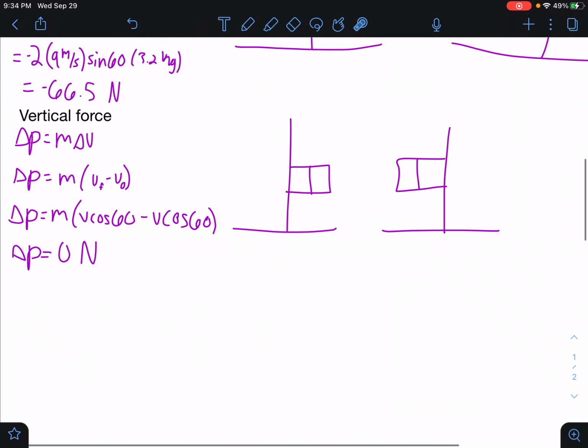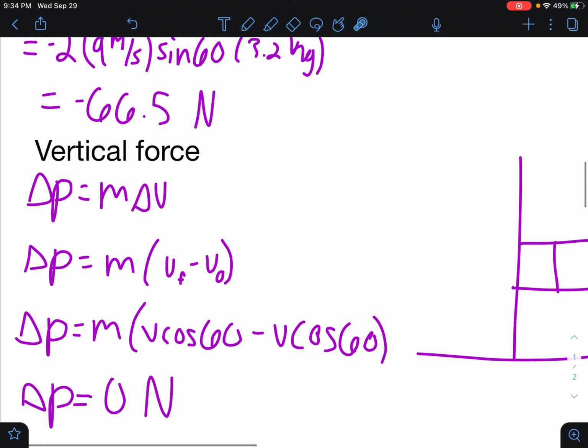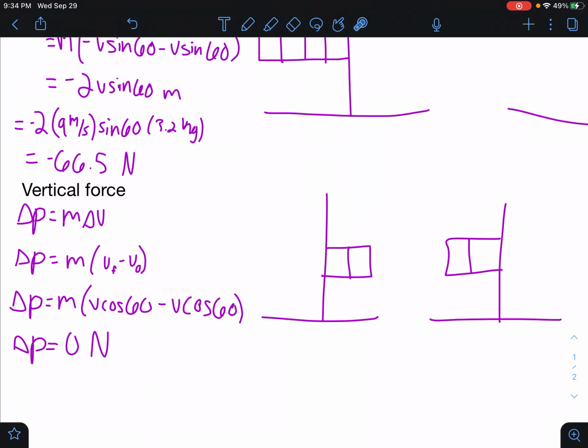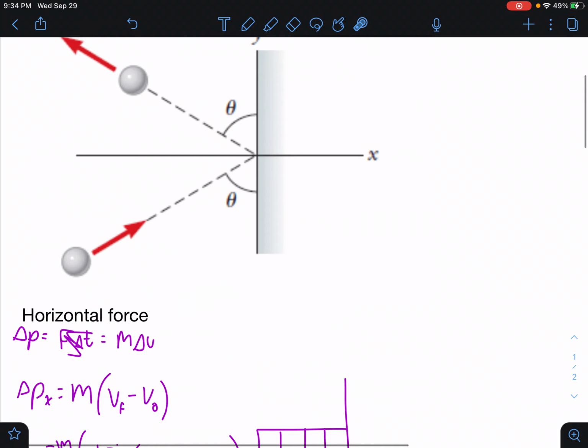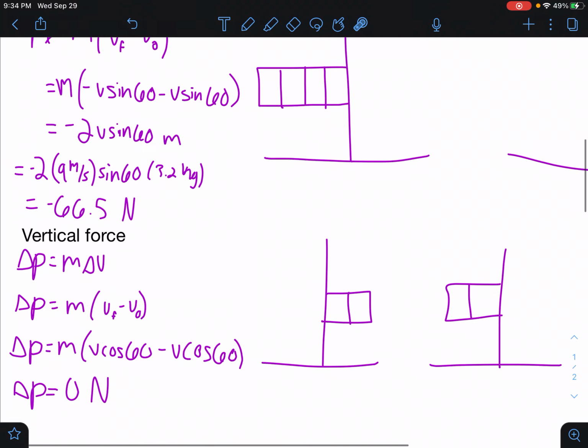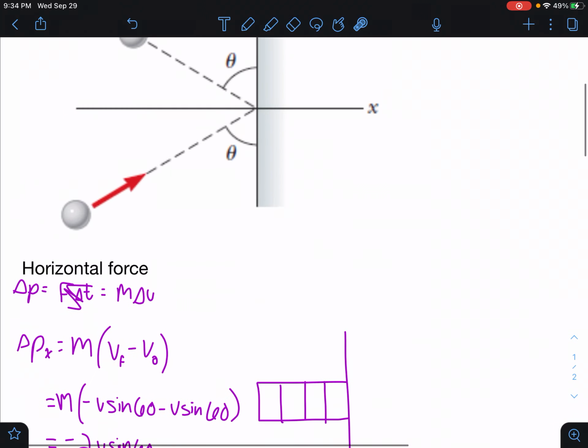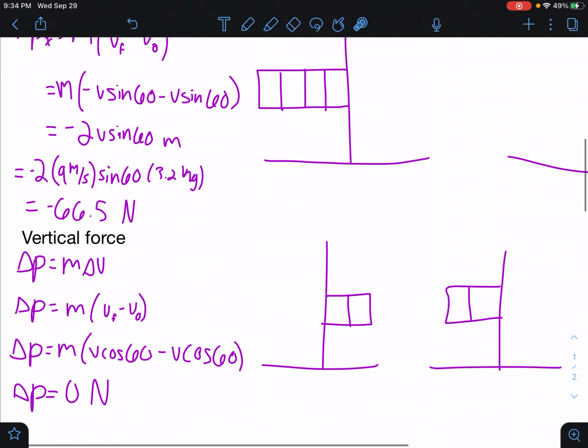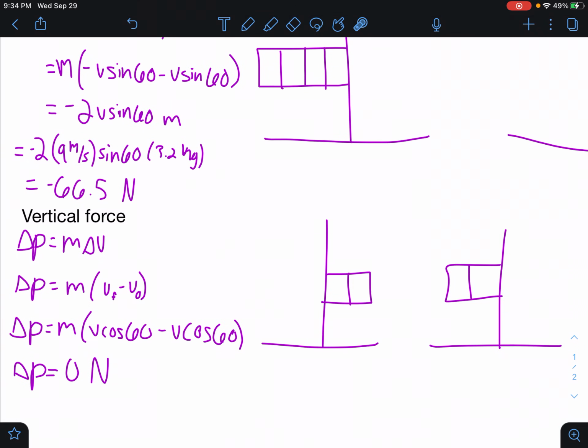So we're using the same equation. Delta P is M delta V. Again, delta V is just final minus initial. For this one, unlike the x, the final is traveling in the positive direction, and so is the initial. They're both going upwards, but they're being subtracted, so that's why it cancels out and turns into 0 newtons.